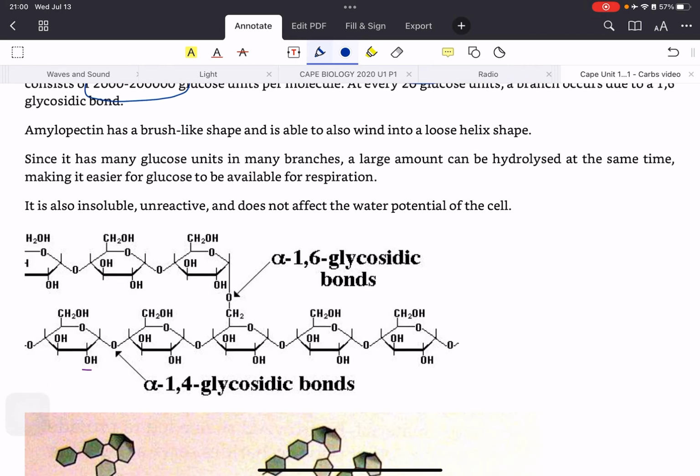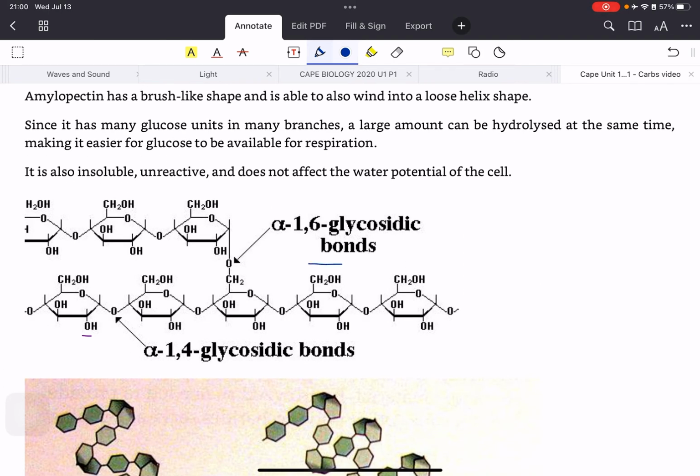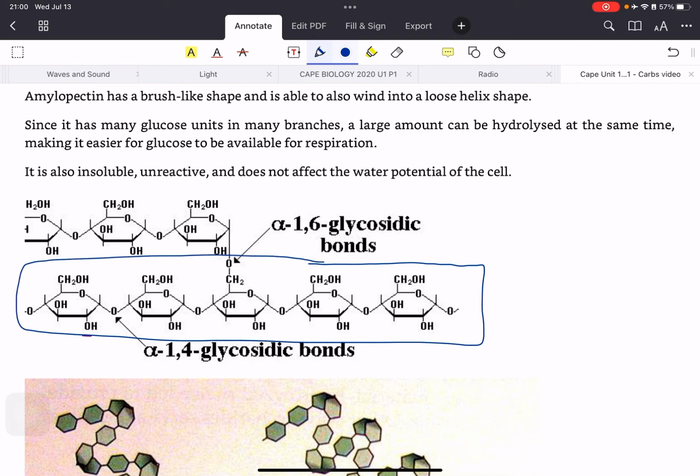Okay, so here in this diagram, in this blue box here, we simply have the regular alpha 1,4 glycosidic bonds between carbon 1 and carbon 4. And then at every 20 or so, we are going to have a branch here. So at carbon 6, remember the carbon 6 is the one that is out of the ring in glucose, right? So at carbon 6, you're going to have an alpha 1,6 glycosidic bond.